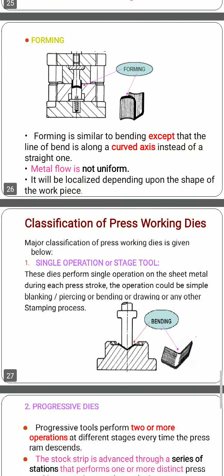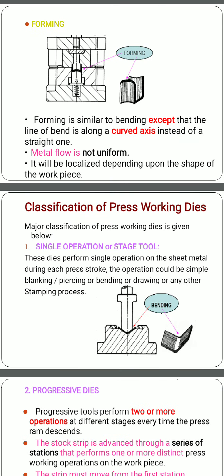Next one is forming operations. The forming operation is similar to bending, but the only change is that the line of bend is not along a straight line, it is along curvilinear paths, curved axes. So here the metal flow is not uniform, it varies from direction to direction, place to place. Examples for forming operations are car bodies, sheet metal bodies, where curvilinear paths are formed. So these all come under forming operations.